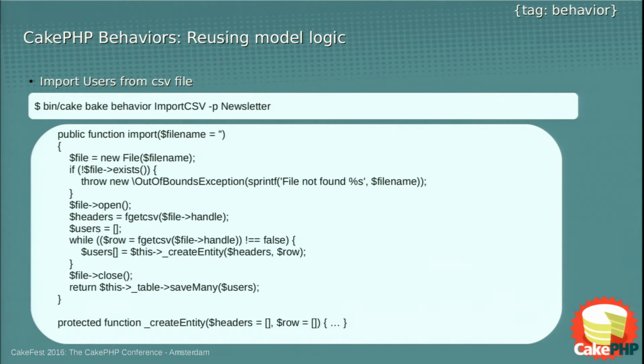And also, if you find that behavior is useful, you can move that behavior into a plugin and also distribute the plugin so others, either you in other projects or the rest of the community, can use the behavior as well. We're gonna do an import feature where we're gonna import a CSV file of users real quick. And that could be the example code we're gonna play with. So the first thing is we're gonna bake a new behavior, import CSV, on the newsletter plugin.